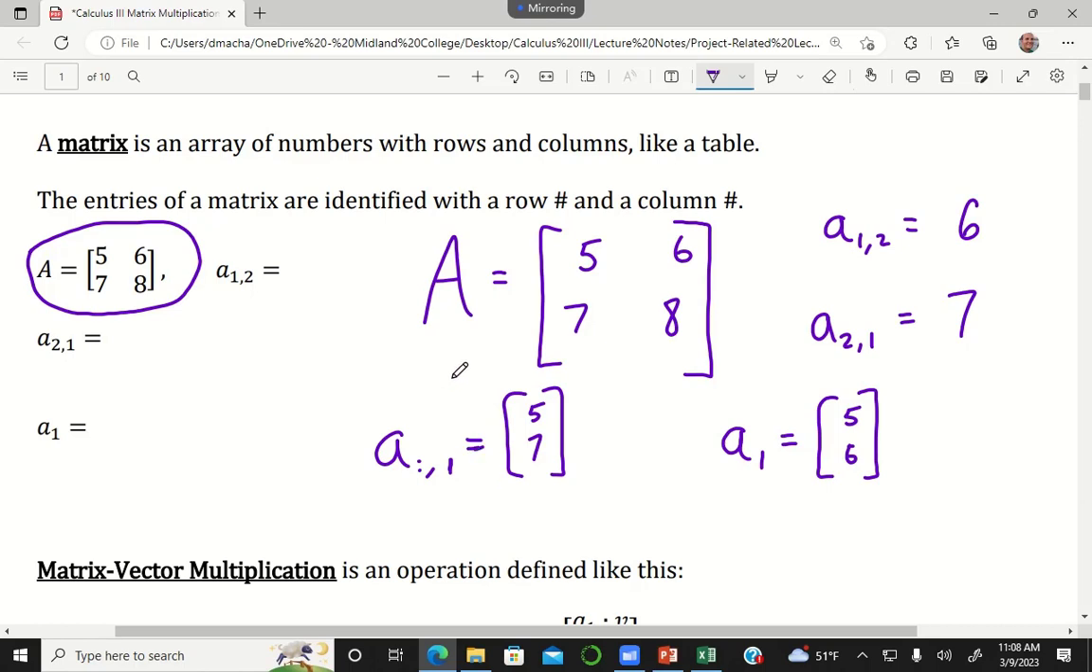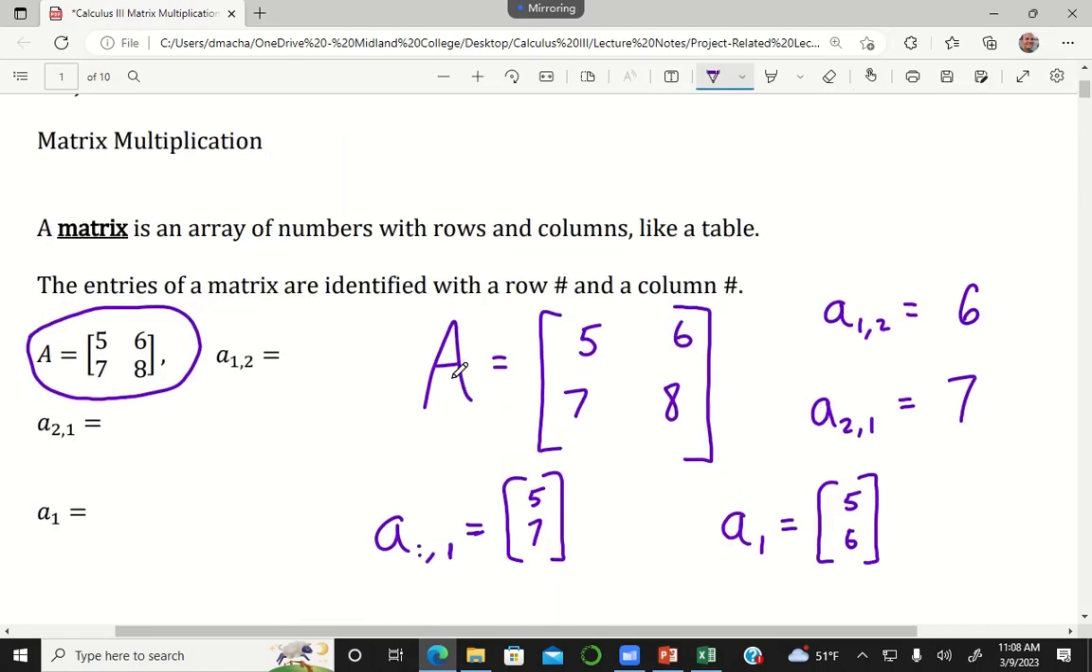Oh, yeah. So 2 columns would be the whole matrix. Yeah. So if I wrote a colon comma 2, that would be the vector 6, 8. But a2 would be the vector 7, 8.